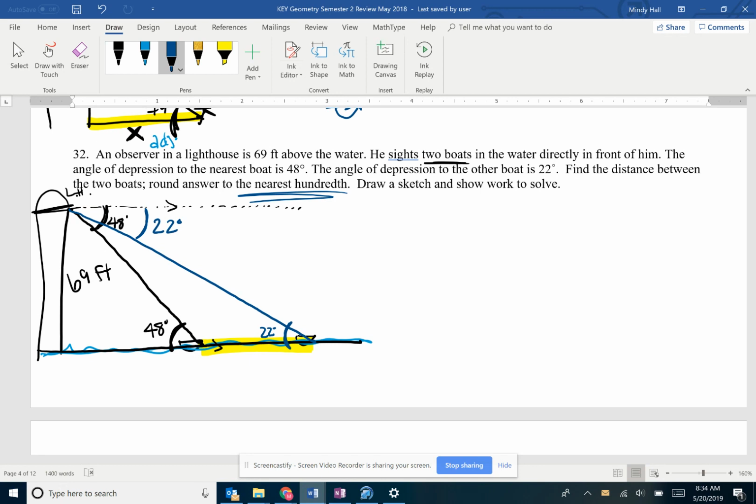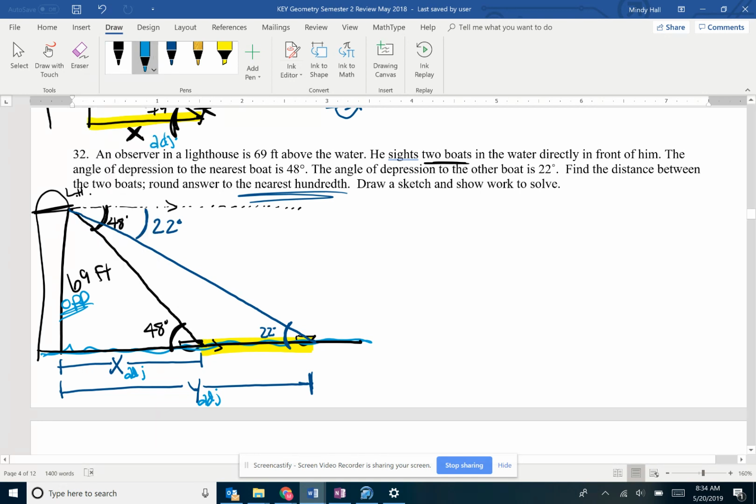Because we're looking for the distance between them, I'm going to say that x is the distance to the first boat, and that y is the distance to the second boat, because then if I have both of those distances, I can just subtract them. So solving for x first, with this 48, 69 is opposite, and I also just noticed that with the 22, 69 is still the opposite because we're looking at the bigger triangle. And then my x would be my adjacent side, and just like the 69 is the opposite for both, the y is also adjacent. So setting this up, it's going to be tangent.